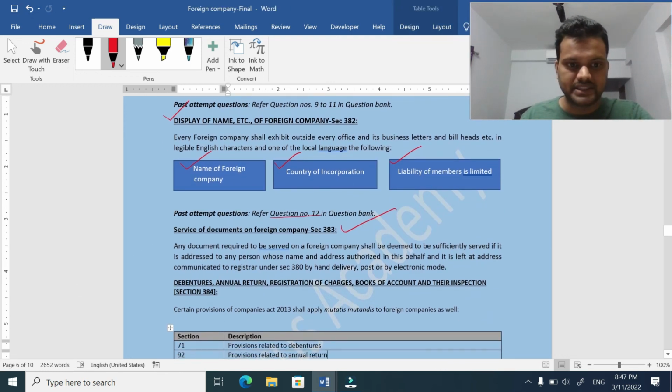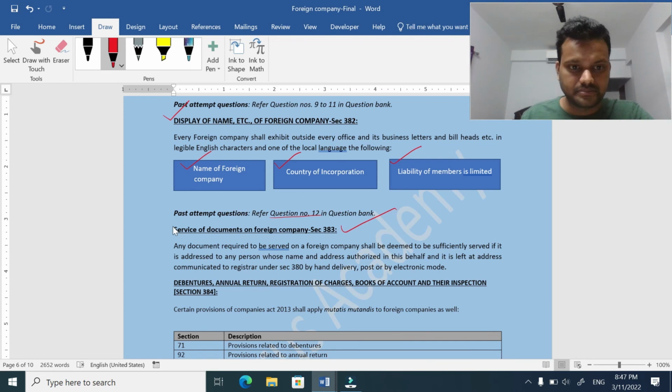And I'm moving on to section 383. Section 383 is serving of documents on the foreign company. We already know that one person, an authorized representative of the foreign company, should be available in India. The name of that person also we have to provide at the time of registration itself to the registrar. So if the registrar wants to serve any notice on the company, they will serve it to that particular authorized representative of the company. The delivery of the document can be by hand delivery, by post, or by electronic mode also. Okay, that is about section 383.